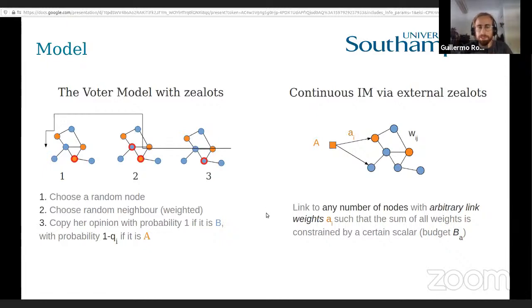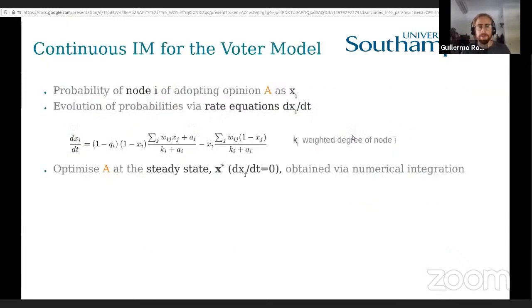And for influence maximization in this context, we put an external controller, which is this squared node here, which favors opinion A, and tries to have as much of opinion A in the network as possible. To do so, it connects to nodes in the network with these links. We have a strength A subscript i, and it has to choose how to link to the network in the optimal way to maximize the opinion. So there's this decision of who to target, and with how much strength as well.